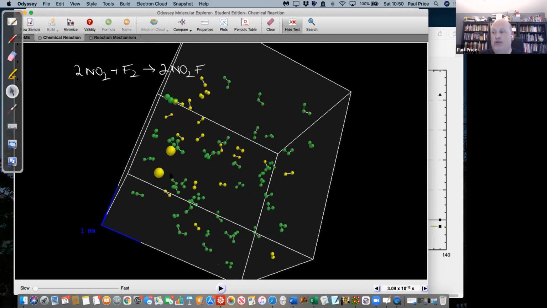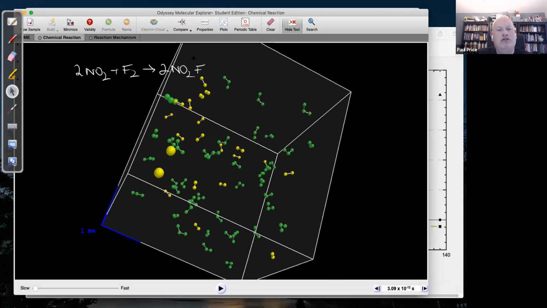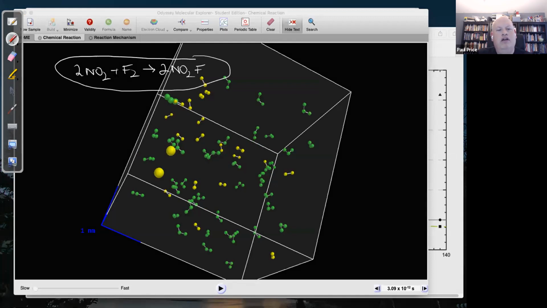Well, that's really interesting. And the reason why that's really interesting is that notice there's no F atom in the expression. The F atom itself isn't here. All my reactants are NO2 and F2, and my product is NO2F. So what's going on here?